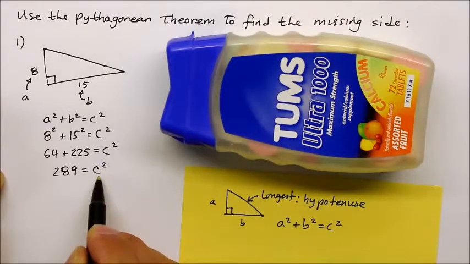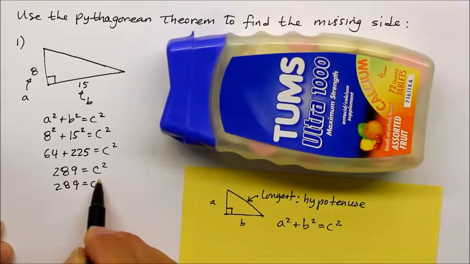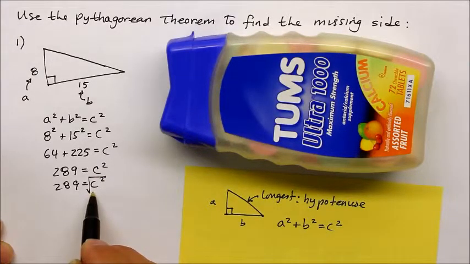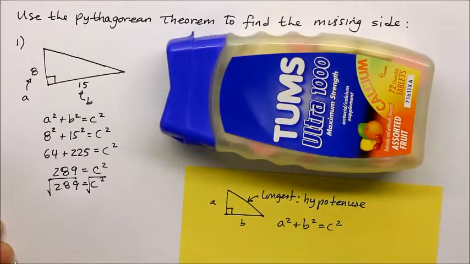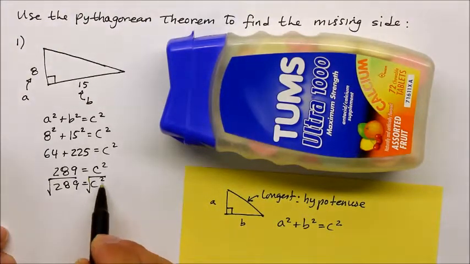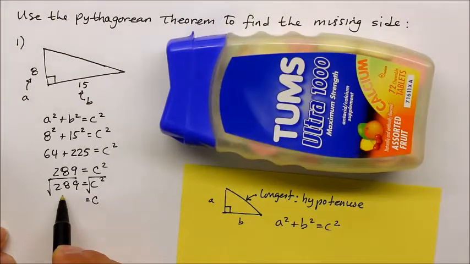To solve for c, we're going to do the inverse of a square, which is in fact the square root. If you square root one side of the equation, you better square root the other side as well, hence the definition of an equation. To evaluate the square root of an exponent 2 here, it means c times c, so c is the square root of c squared. And here, 289, well, we're going to take a wild stab at it.